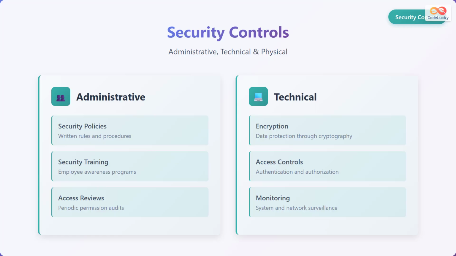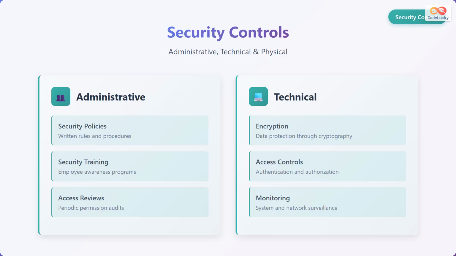Technical controls use technology to protect systems and data. Encryption protects information through cryptographic methods that render data unreadable without proper decryption keys, securing both stored data and data in transit. Access controls implement authentication and authorization mechanisms that verify user identities and determine what resources they can access.